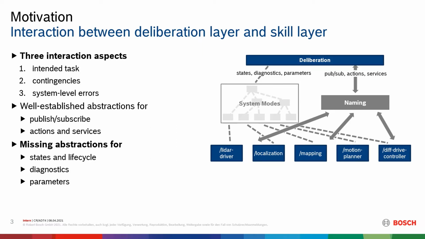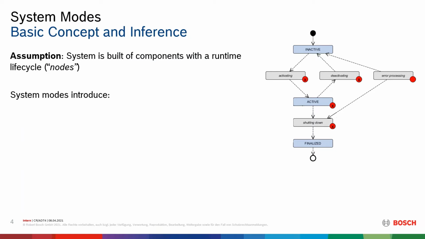Now, how do we do this? Our system modes concept assumes that the software of a robotic system is built of components with a runtime lifecycle. These components implement the skills of a system. In ROS, these components would be termed nodes, for example. You can see a typical runtime lifecycle on the right side. It can be activated, deactivated, and shut down, and may be in an error state.